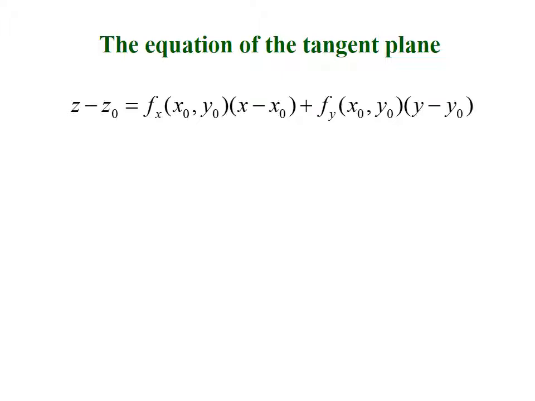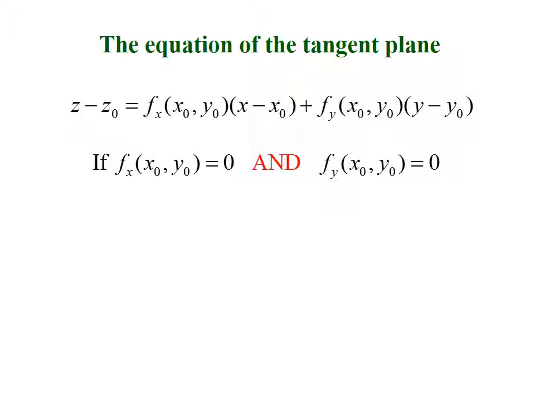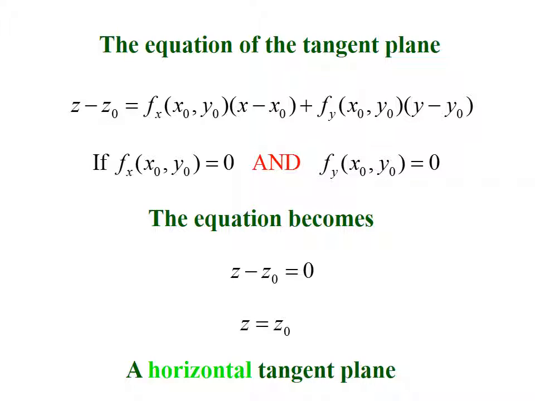In an earlier section, we talked about the equations of the tangent plane. Here's our computation for the equation of a tangent plane. Notice that if the partial of x is 0, that means the slope in the x direction is 0. That means we have a horizontal tangent line in that direction. And if the partial of y is 0, then we get z minus z naught equals 0, which is a horizontal tangent plane.